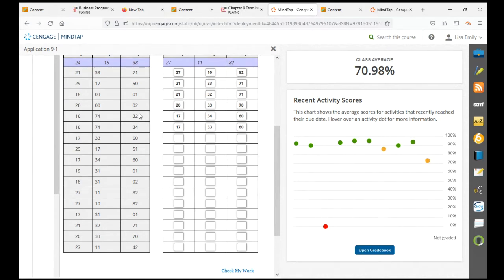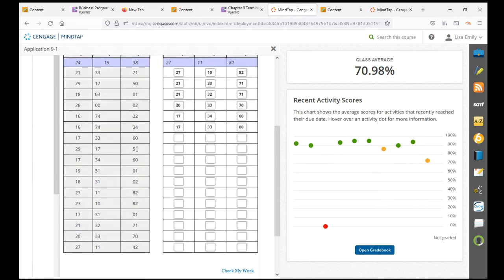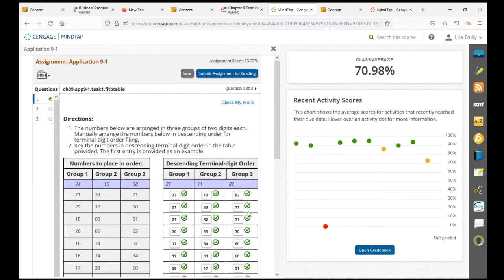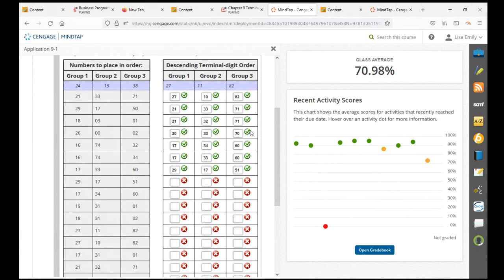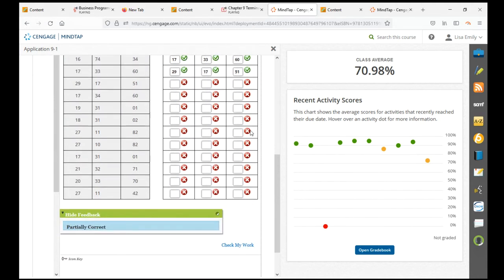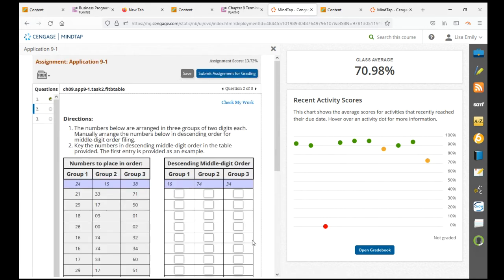All right. Next highest number after 60, I think it's 50. Oh, it's 51. So this number is 29, 17, 51. That's really all there is to this. I'm going to check my work. And we got them all right that we've done. So there are obviously some other ones here.